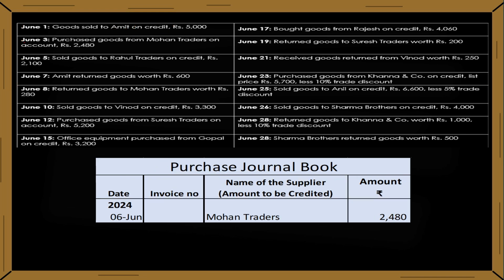Next transaction is on June 3rd. Purchase goods from Mohan Traders on account rupees 2,480. On account means on credit. So if you have credit purchase, then you have to open a purchase journal book.